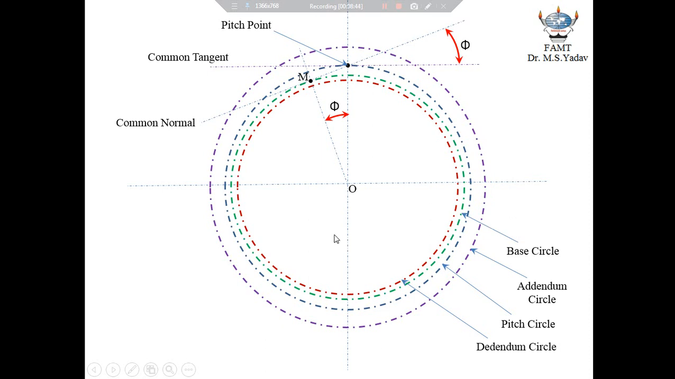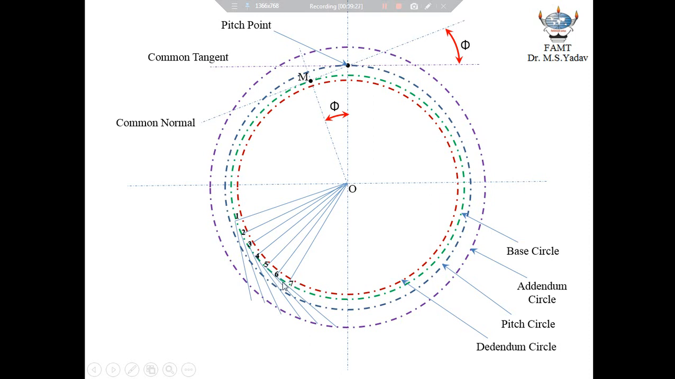To generate involute teeth profile, consider part of the base circle like this. Divide this in any number of equal parts. Here I have divided it in 6 parts. Number these parts like this. Passing through each point, draw perpendiculars like this. This line is perpendicular to 6O. This line is perpendicular to 5O likewise. Now 7 is a starting point of the involute.